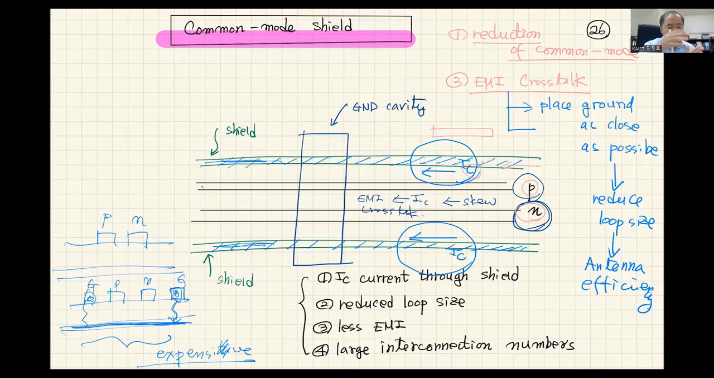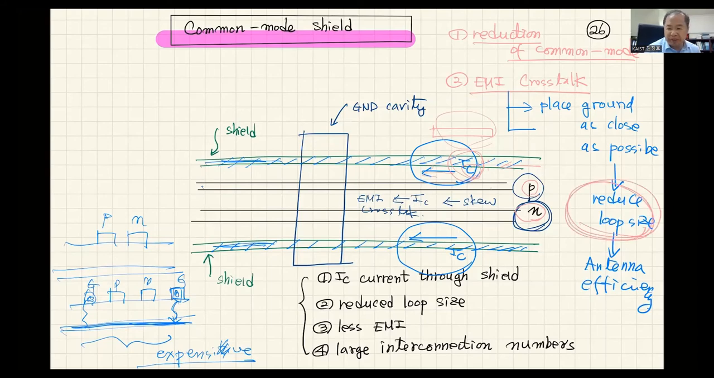If there is a magnetic field and we have a ground shield metal, an opposite current will be induced, and this opposite current will cancel the magnetic field. That means outside of this shield metal, we're going to have minimal magnetic field. And common mode current will be conducted back to the source through the adjacent metal, so we can reduce the loop size.